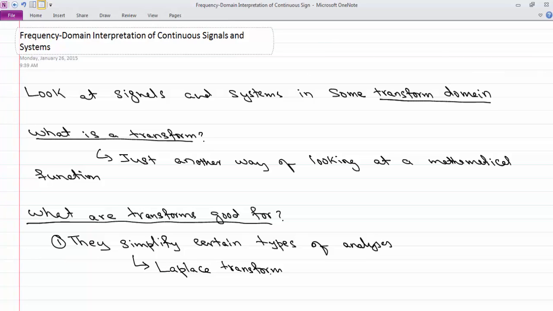The biggest advantage of the Laplace transform is that it helps us solve differential equations very easily. While solving differential equations in time is really difficult, if you use the Laplace transform, it makes your life much easier. So that is one key advantage of the Laplace transform. Some transforms are really good because they simplify analysis.